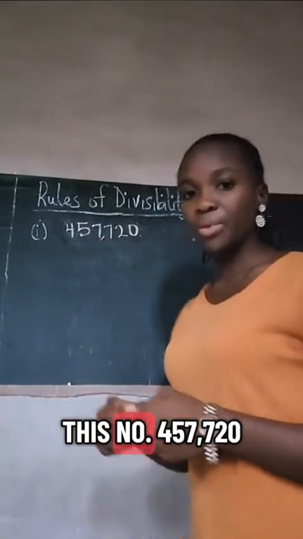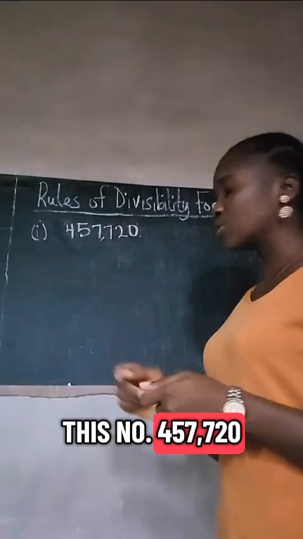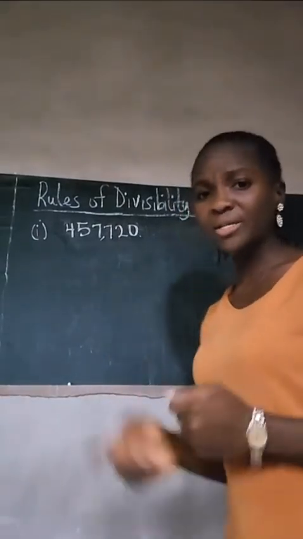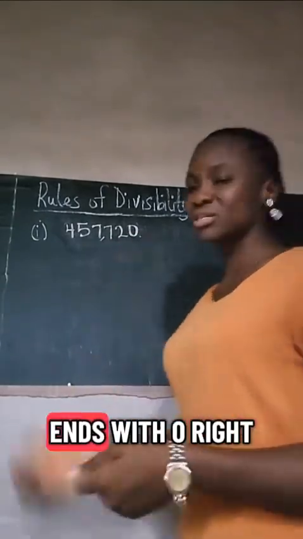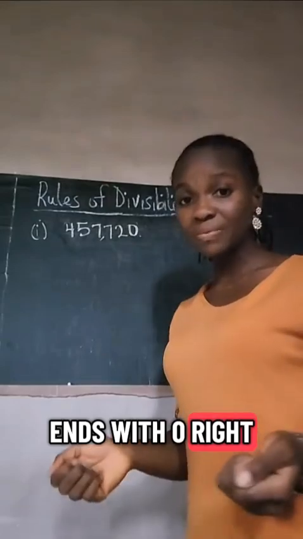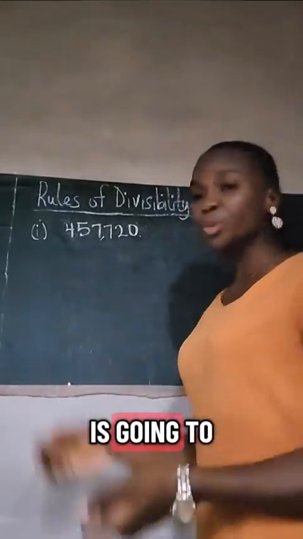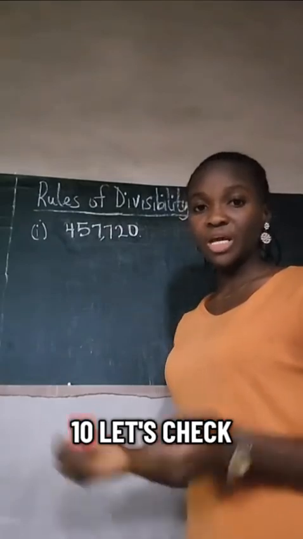So let's see this number, 457,720. Let's see if this number is divisible by 10. Now, this number ends with 0, right? So that means that this number is going to be divisible by 10. Let's check.